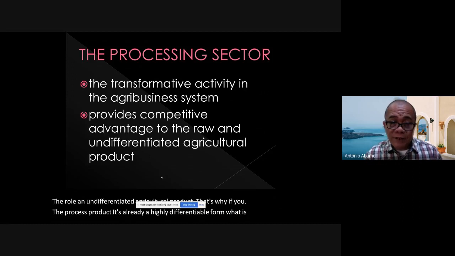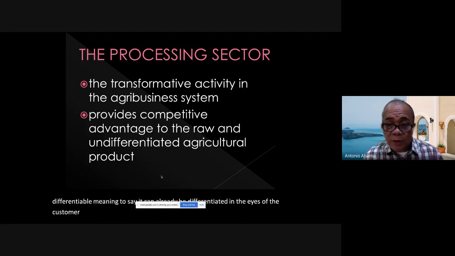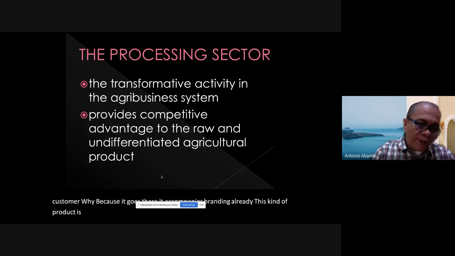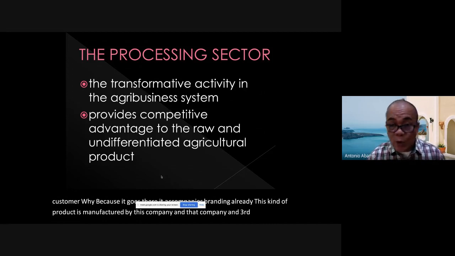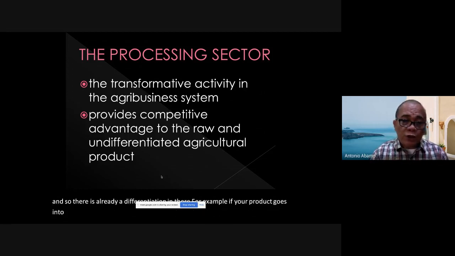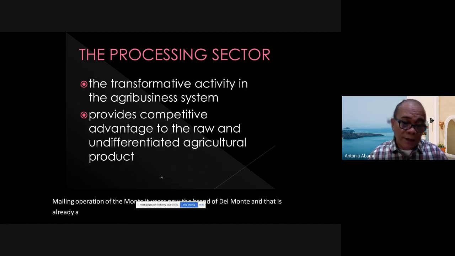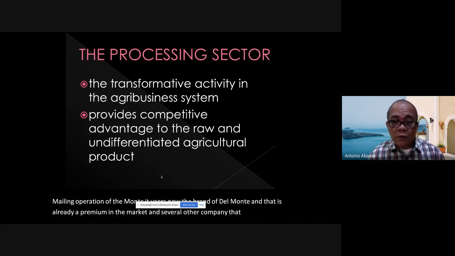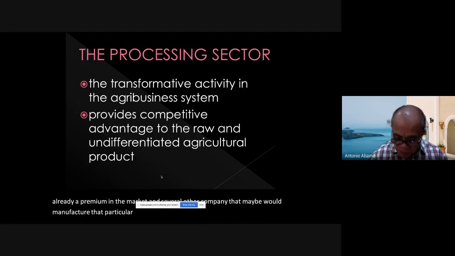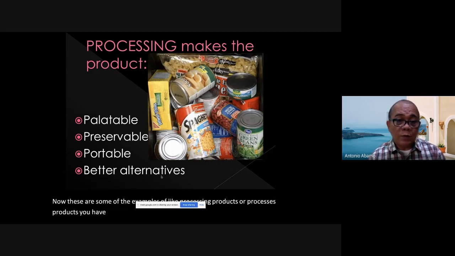What is that? Highly differentiable, meaning it can already be differentiated in the eyes of the customer. Why? Because it accompanies branding already. This kind of product is manufactured by this company and that company. So there is already a differentiation. For example, if your product goes into the milling operation of Del Monte, it now bears the brand of Del Monte, and that is already a premium in the market. Several other companies may also manufacture that particular product, in which case the raw material would be coming from your farm. Now, these are some examples of processed products. You have here a product with improved palatability.